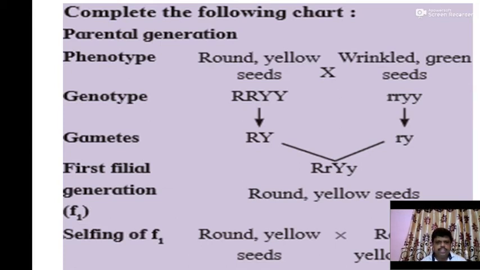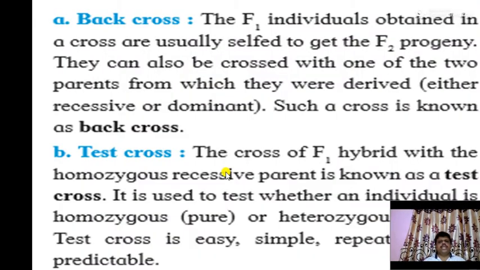Okay, let us move towards one more important point, that is the back cross and the test cross. Back cross is a cross between the F1 progeny and any one parent. I repeat my sentence: it is a cross between the F1 progeny and any one parent, and it is called a back cross.